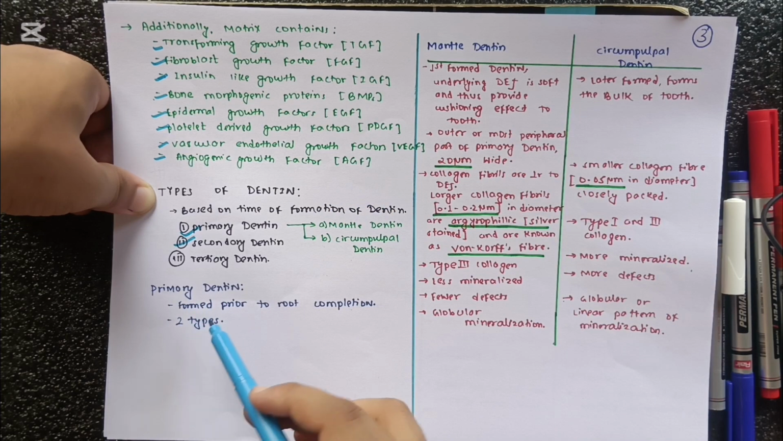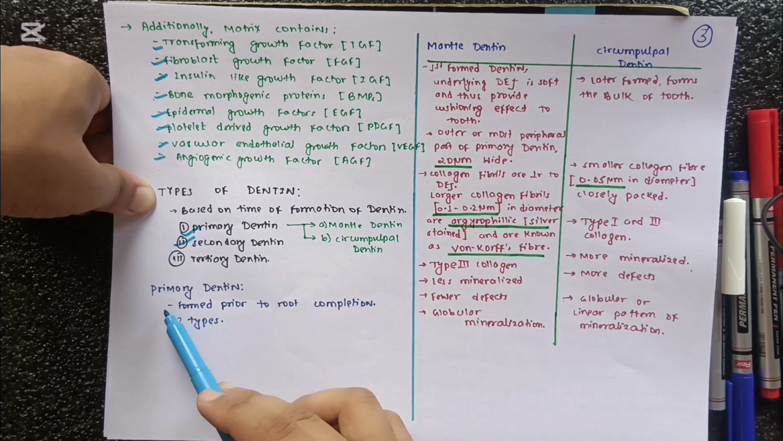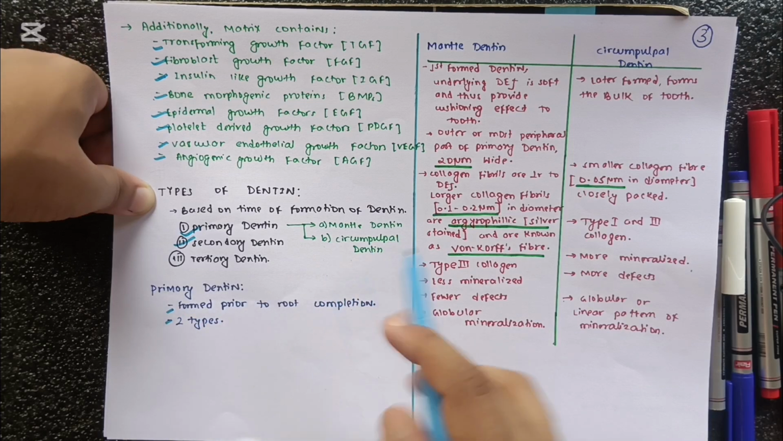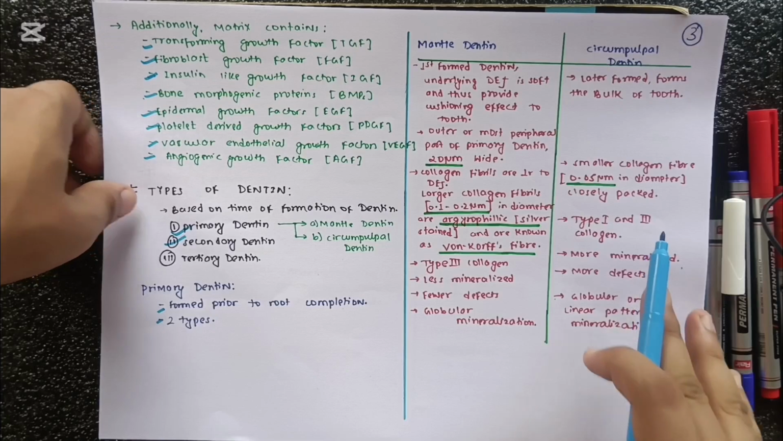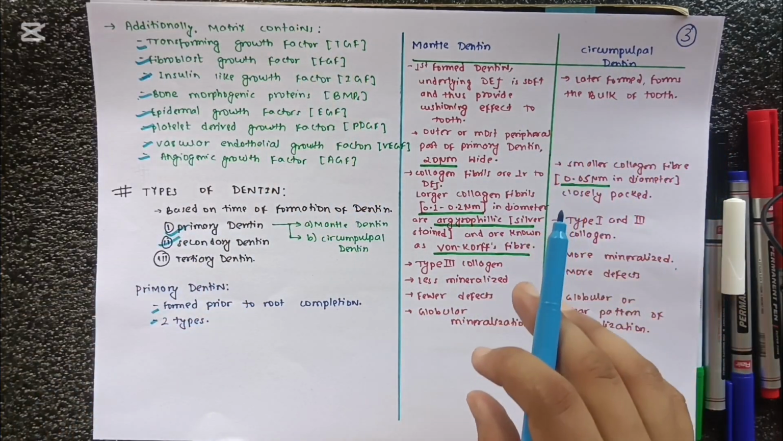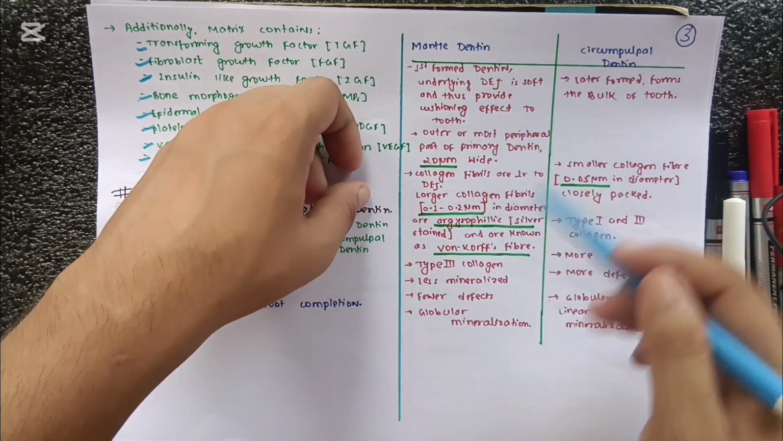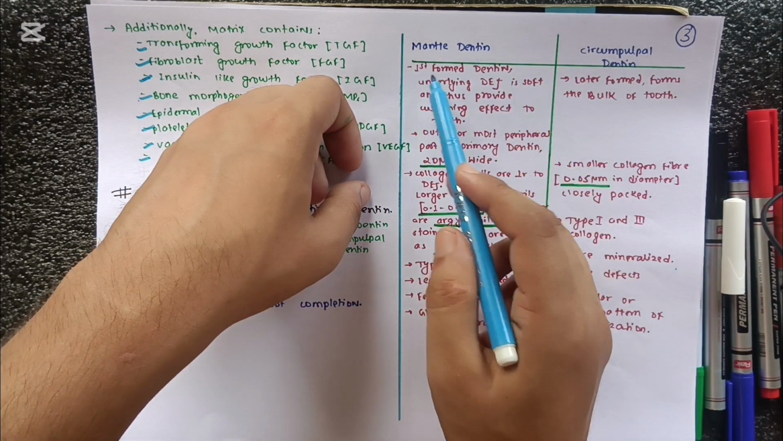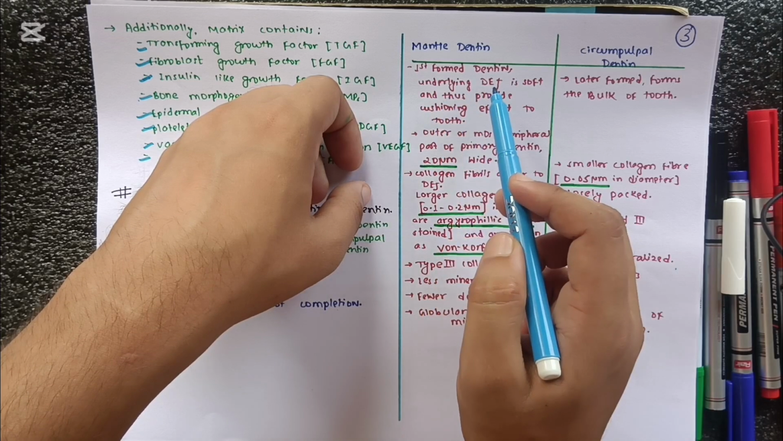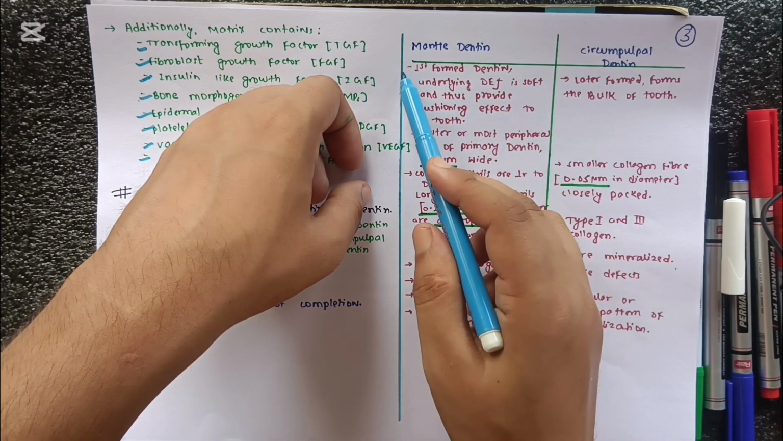Primary dentin is also classified further into mantle dentin and circumpulpal dentin, formed prior to the root completion. I have prepared a proper table of this mantle dentin and circumpulpal dentin, and I will show you the pictures too. So in mantle dentin, first I will discuss these points. Mantle dentin is the first formed dentin that is underlying the dentino-enamel junction, and it is soft, thus providing a cushioning effect to the tooth.